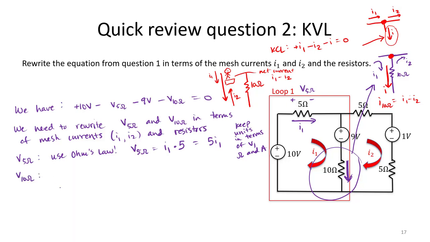Okay, so by this reasoning, we can use Ohm's law again. And notice that the voltage drop across our 10 ohm resistor is not going to be 10I1 or 10I2. It's actually going to be the 10 ohms times the net current going through there, which is I1 minus I2, or 10 times I1 minus I2, like this. So notice, very important that you properly calculate those currents.